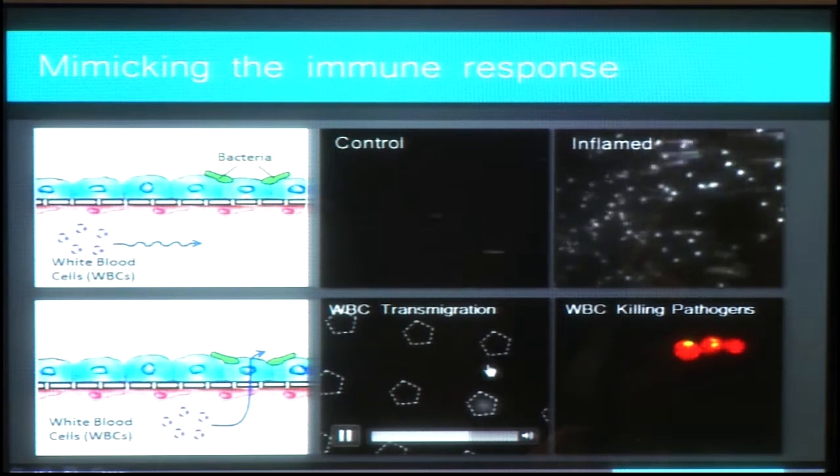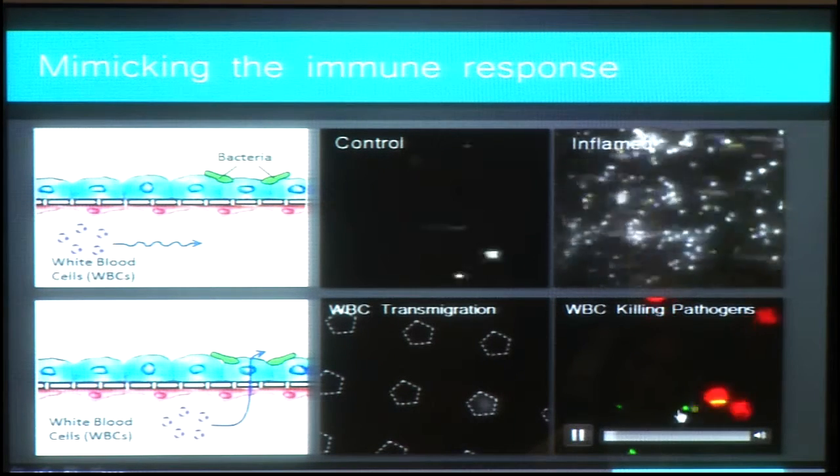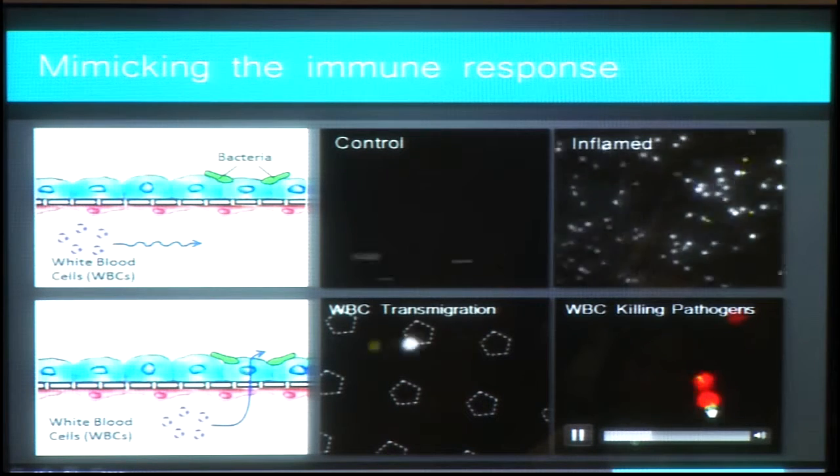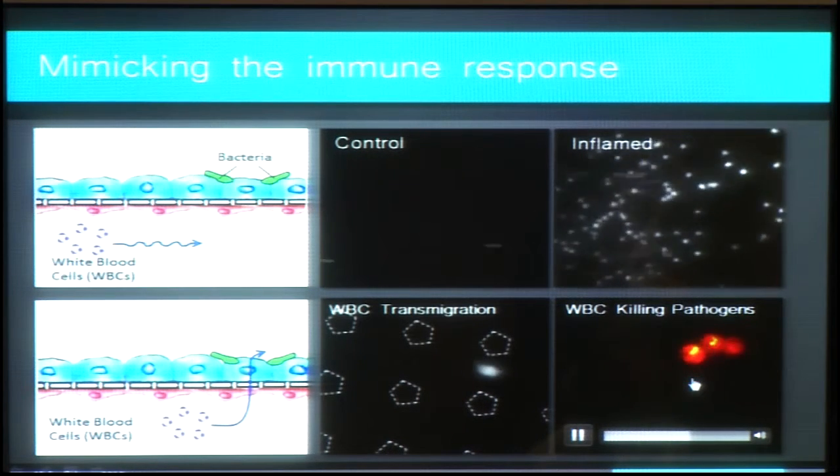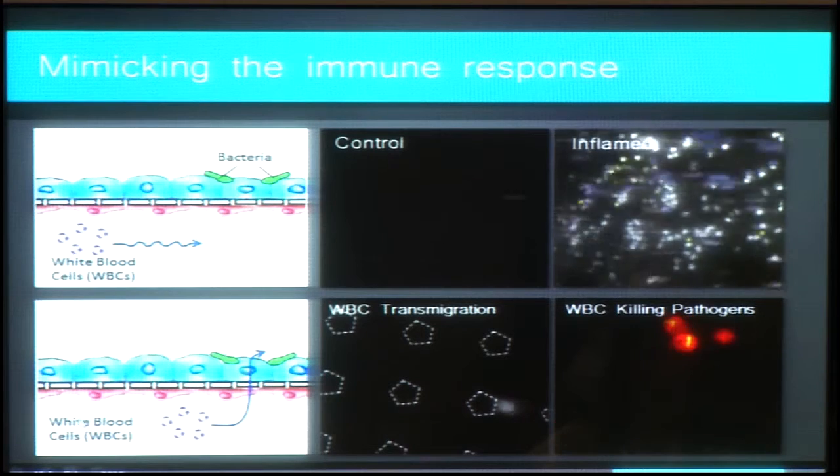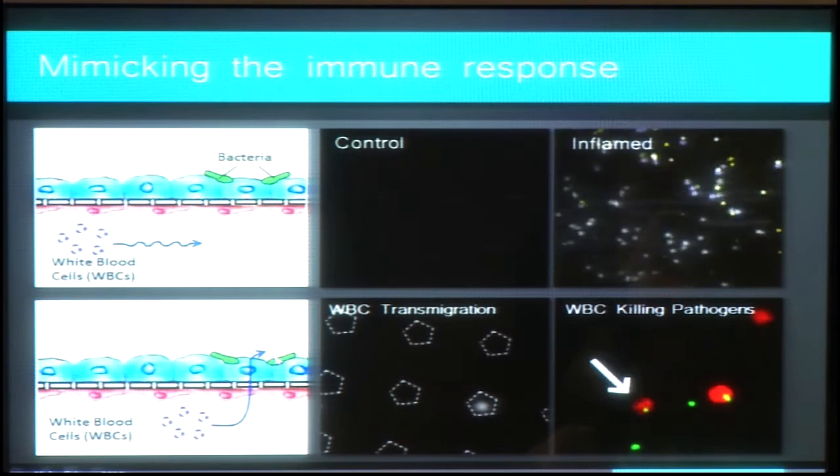And then they go through the pore, and what happens is you have the bacteria in green and the neutrophil in red. They will start to engulf and kill the bacteria on the apical side of the chip.